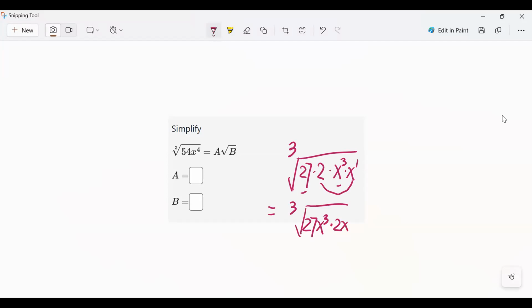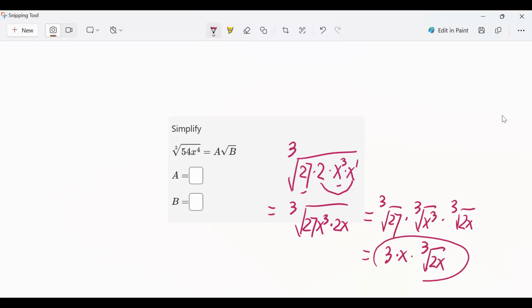So I'm going to split this into 3 different cubic roots: cubic root of 27, cubic root of x cubed, and cubic root of 2x. All right, and then cubic root of 27 is 3. Cubic root of x cubed is x. And cubic root of 2x. So the answer is 3x times cubic root of 2x.